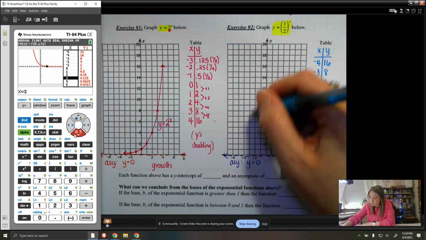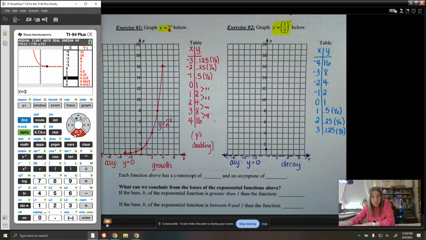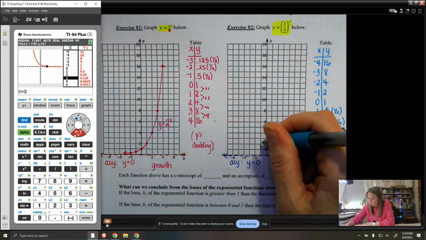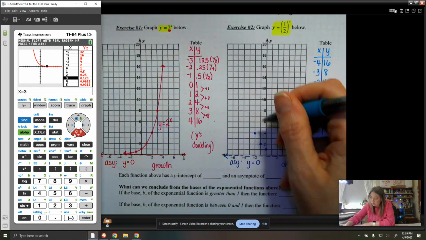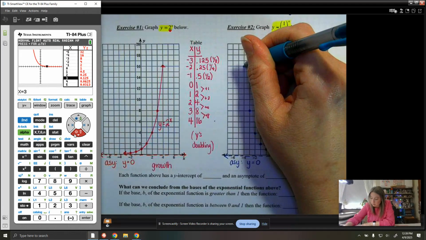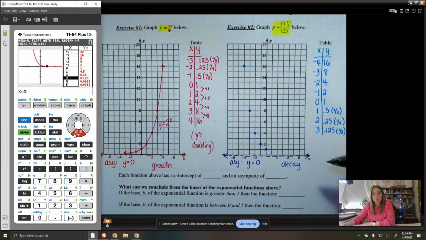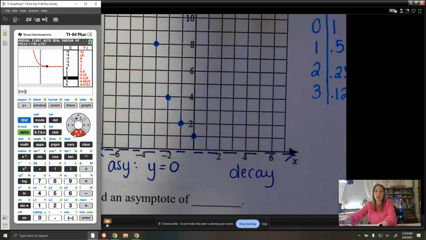So let's get these points on here. I'll start with my y-intercept 0, 1 again, same y-intercept as before. -1, 2, -2, 4, -3, 8, -4, 16. Okay, so those are my whole number pieces and my integer pieces that I can actually get at grid coordinates. And then we are looking at zooming in to get those decimal points on here.